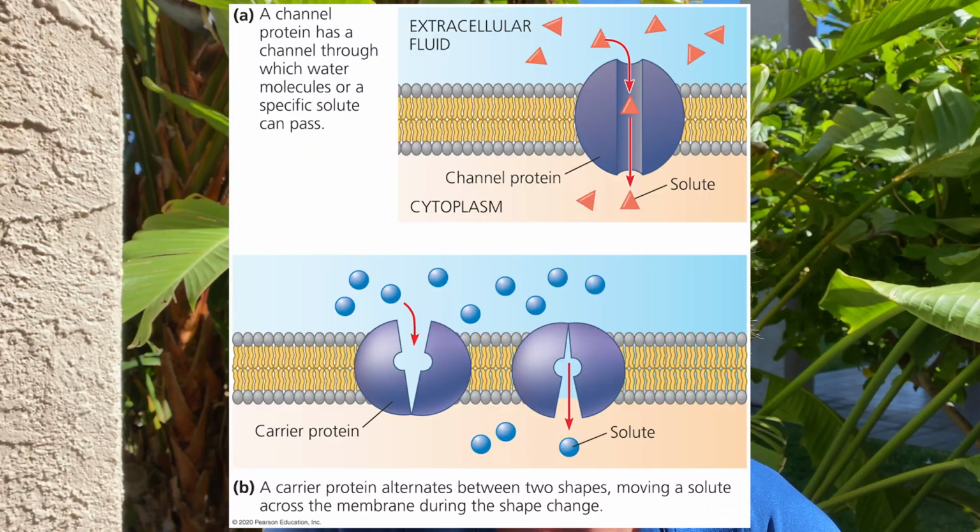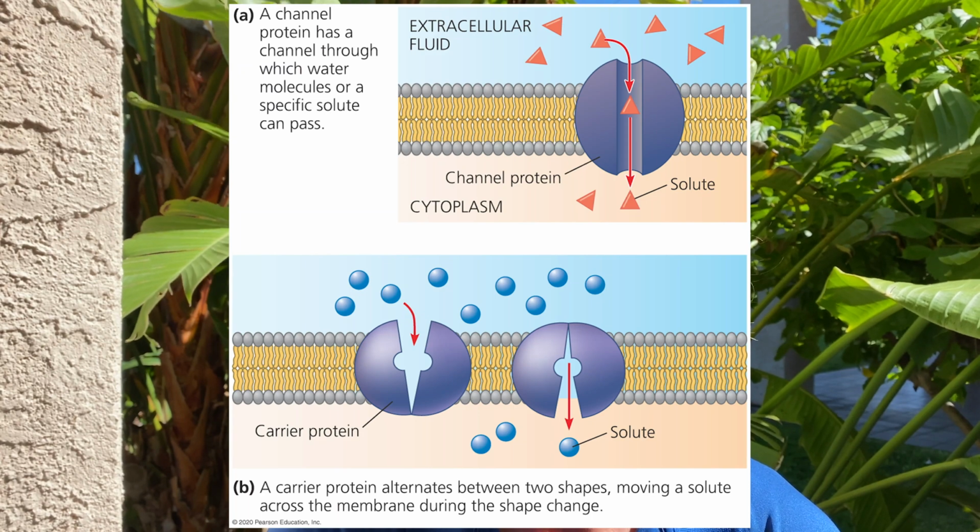Larger molecules and those that are polar or charged are going to need assistance. And we call this facilitated diffusion. So it's still going downhill, going with the concentration gradient, but they need specific transport protein channels to go through.